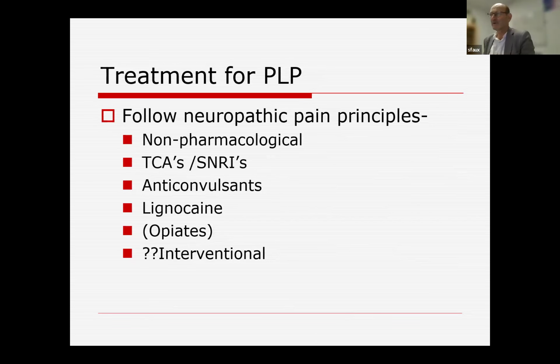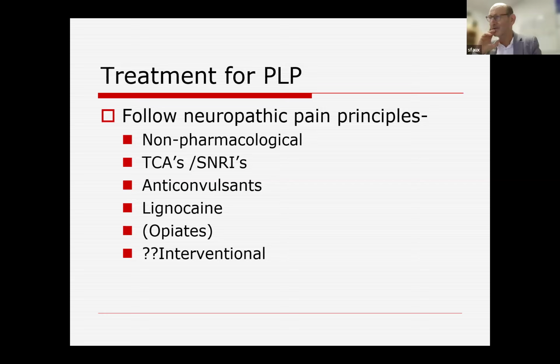Well, generally, we follow neuropathic pain principles. So we use non-pharmacological treatments, tricyclic antidepressants or selective noradrenaline reuptake inhibitors. So that's duloxetine, venlafaxine or desvenlafaxine. For tricyclics, I often use amitriptyline as the standard, but nortriptyline is least anticholinergic. We use anticonvulsants, particularly the gabanoids, pregabalin or gabapentin, but you can use epilim, which is valproate, or carbamazepine. Lignocaine patches can sometimes help if there's local tenderness.